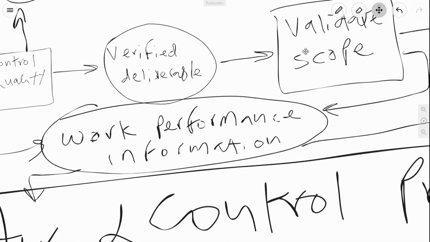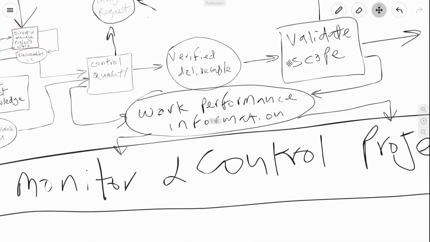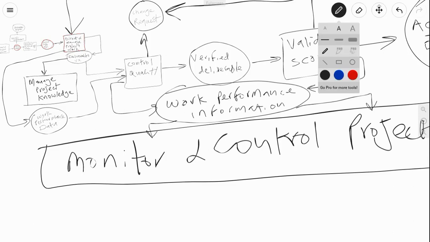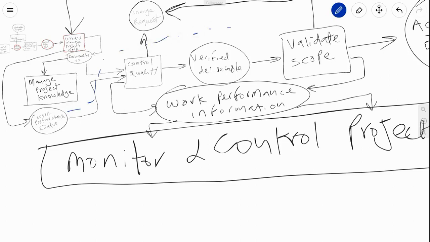Go look for my other video if it seems like this is getting a little bit too heavy. I would suggest that other video. We also have the same work performance data, and if I can show you with a dotted line, I'm going to show you the blue line here, dotted blue line. This same work performance data is also an input to validate scope. And from the analysis of the work performance data in validate scope, we get work performance information. All right.